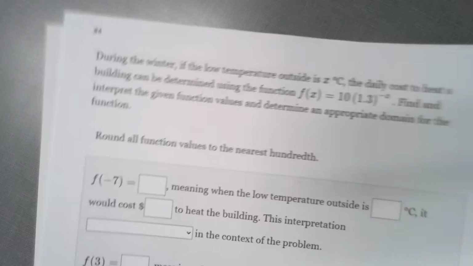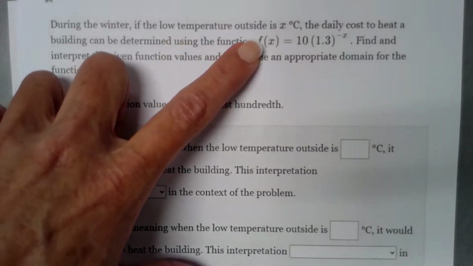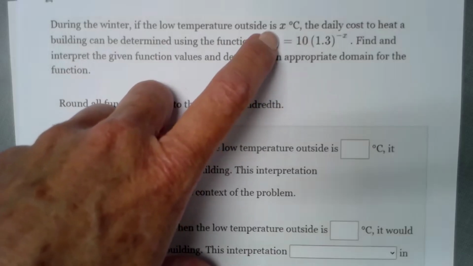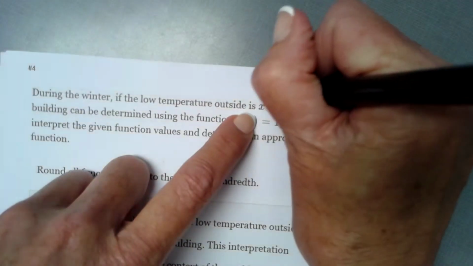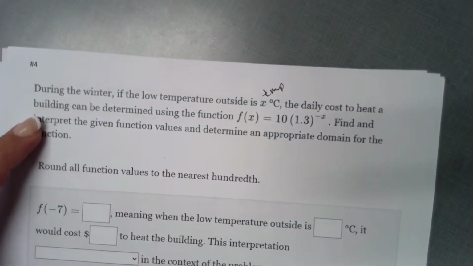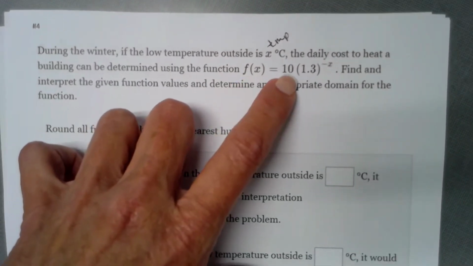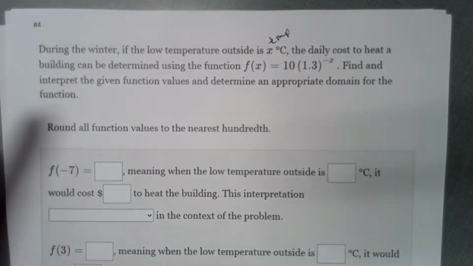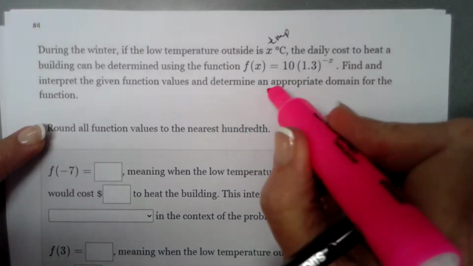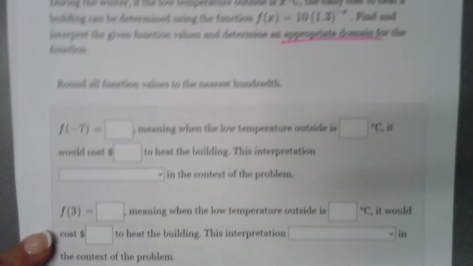Okay, the next one is talking about temperature. If the low temperature outside is X degrees, so they're telling you that X stands for temperature. The domain stands for the temperature. The daily cost to heat the building can be determined by this. So y is the cost? And they're giving you a function. Find and interpret the given values. And then notice again here, we're talking about finding the appropriate domain. Okay. So we're going to go through the motions here.